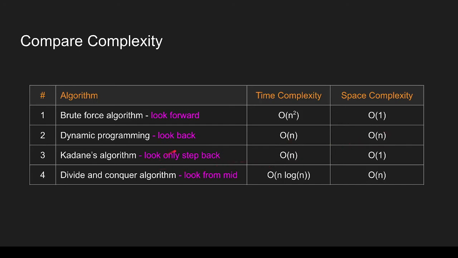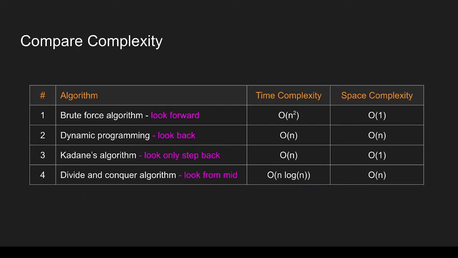In the Kadane's algorithm, we have solved the problem of the DP array, and we are looking only one step back. That's why the time complexity stays the same at O(n), but the space complexity drops to O(1). And then we have the divide and conquer algorithm, which looks from the mid, and it has the time complexity of O(n log n) and the space complexity of O(n).